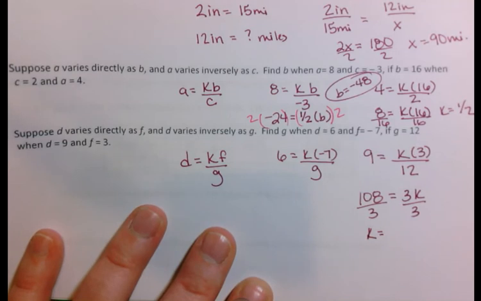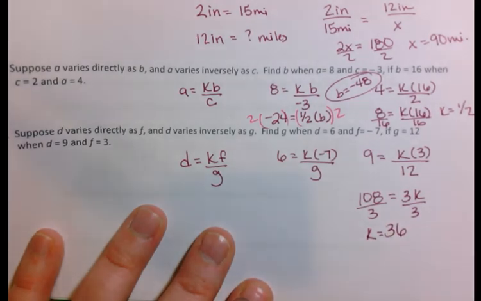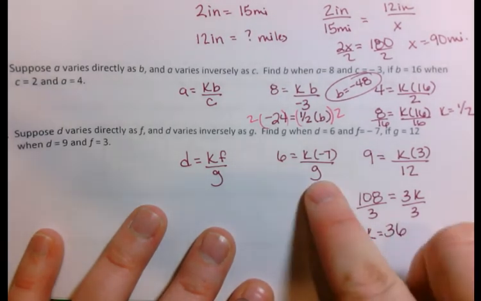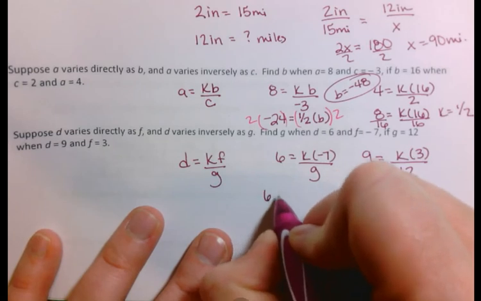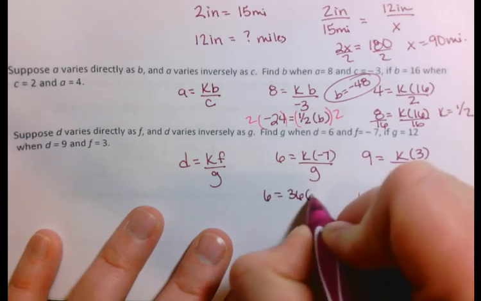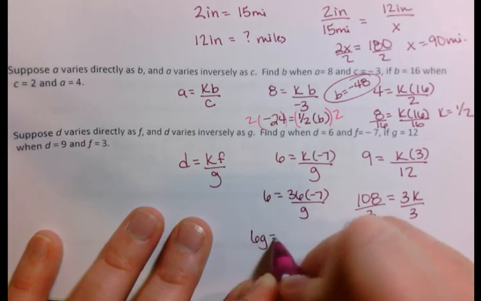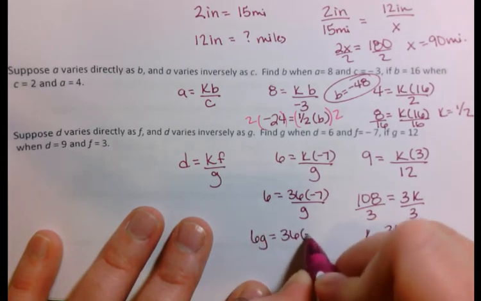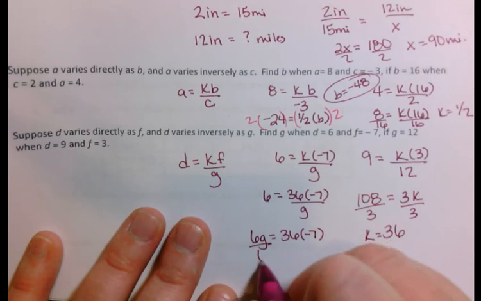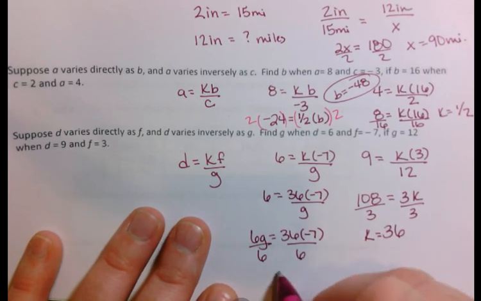K equals, I want to say 24, but I don't know. 18, I don't know. 36. So now I'm going to take that 36, plug it into this formula. 6 equals 36 times -7 divided by G. 6G equals 36 times -7. Divide by 6. G equals -42.